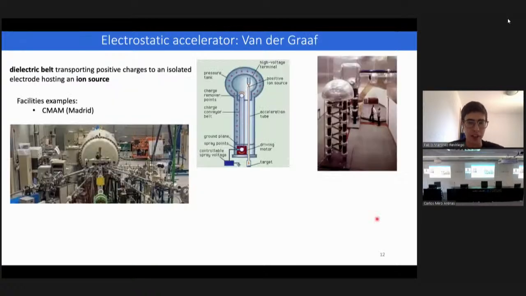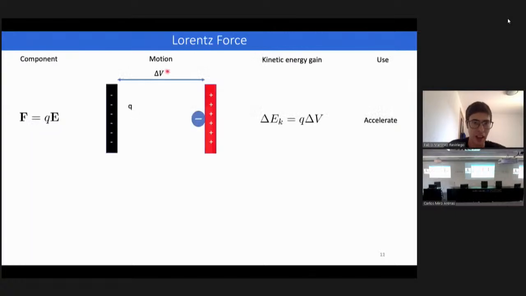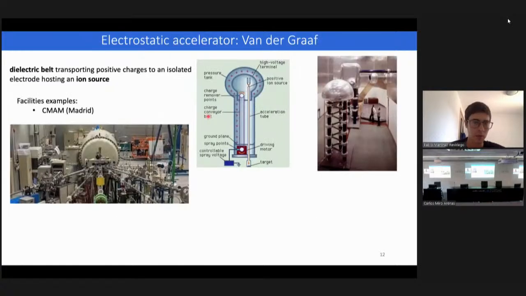So the first idea of an accelerator that we can imagine is an electrostatic accelerator. The idea is basically, I create an electric potential difference and I accelerate my particle with this electric potential difference, like this. So I will use a dielectric belt to transport the positive charge to an isolated electrode hosting an ion source, as you can see in this example over here.